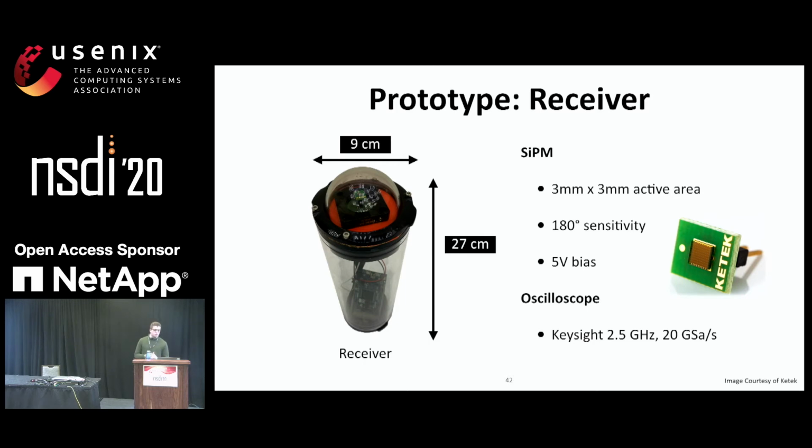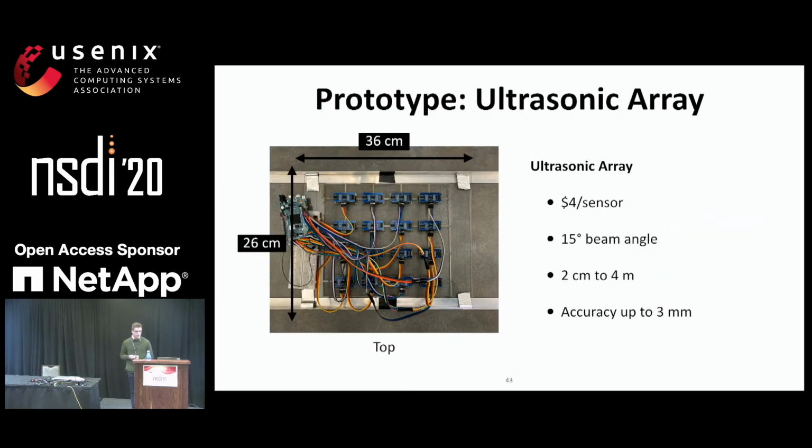For our photosensor, we used an ultra-sensitive silicon photomultiplier with a very large active area. You can see the picture over here. To sample these nanosecond laser pulses with a high enough resolution, we did use a gigahertz-level oscilloscope, but I'll mention how we can replace that with a more mobile-friendly approach in a few slides from now.